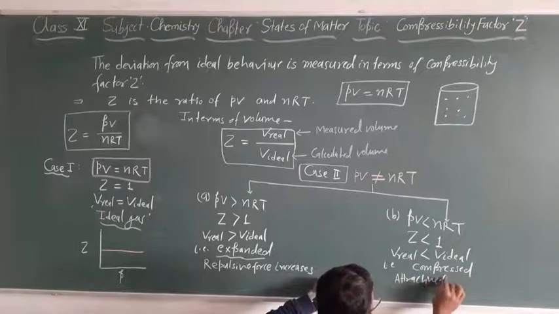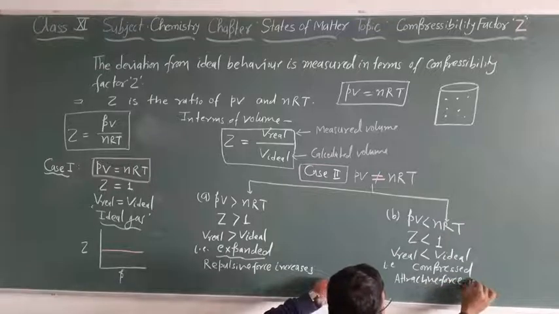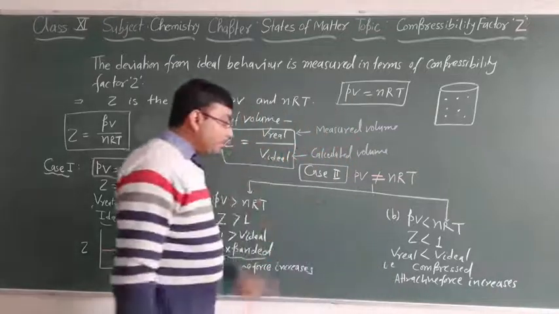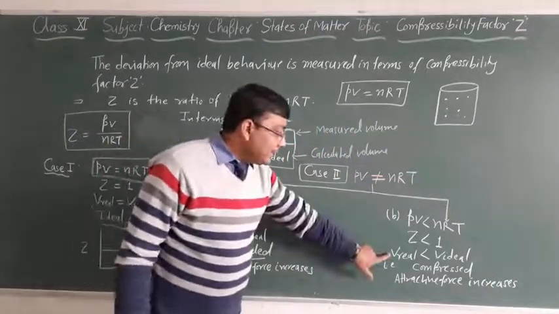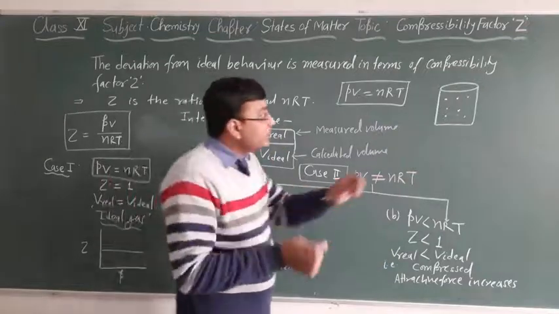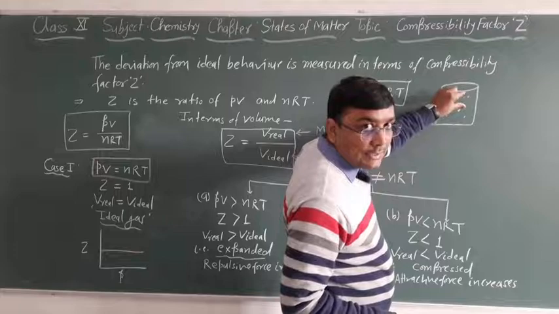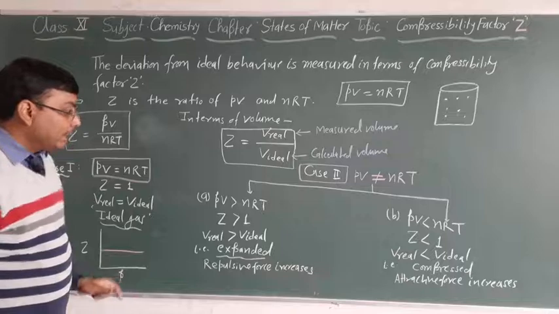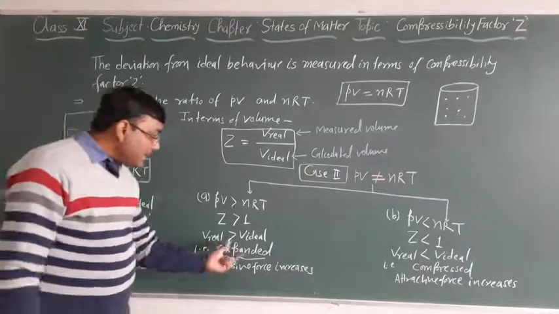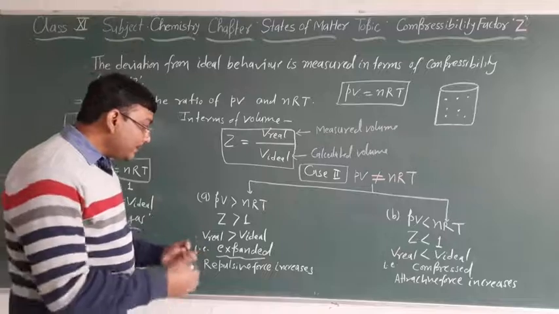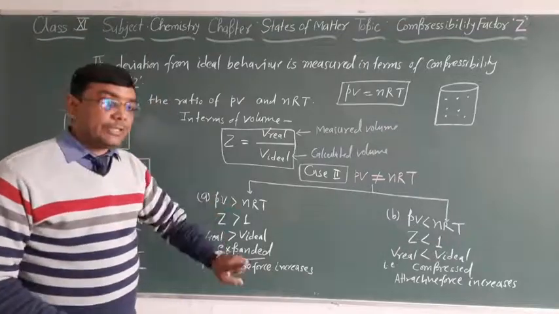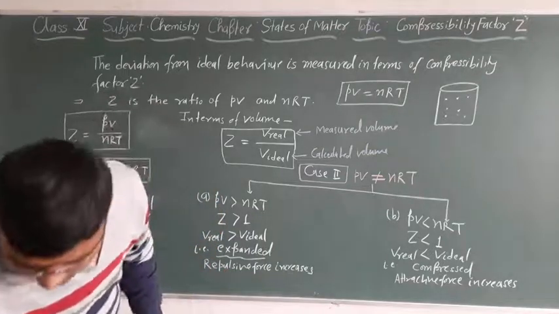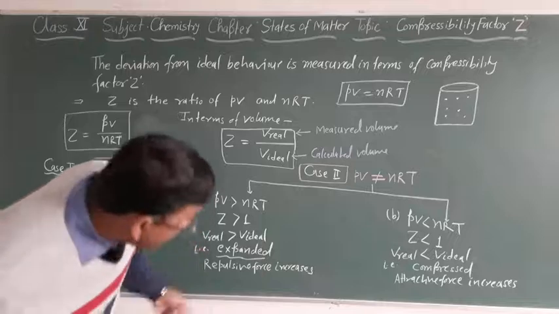Attractive force increases. So when the attractive force increases, then the real volume will decrease. When the attractive force between these two particles increases, the volume will decrease. So this is the value of Z. Now one other point: when expansion takes place, the gas will show positive deviation. If Z is greater than 1, then the overall conclusion we can draw from the above discussion is as follows.